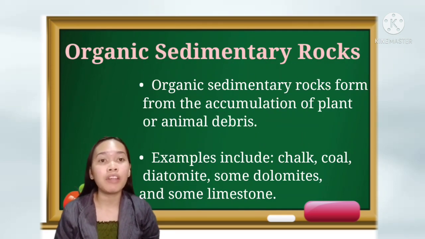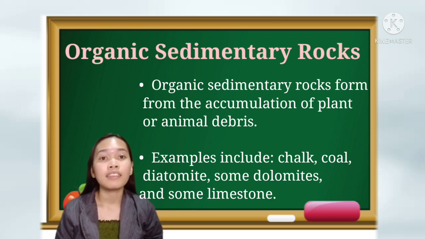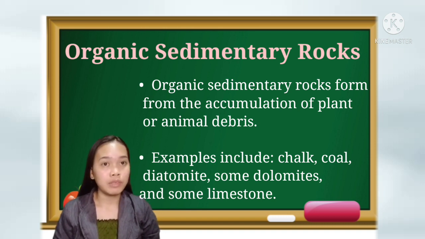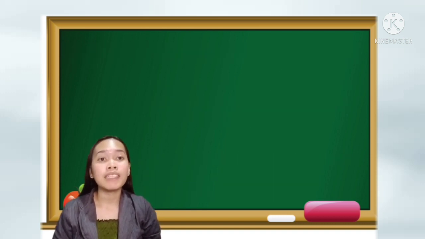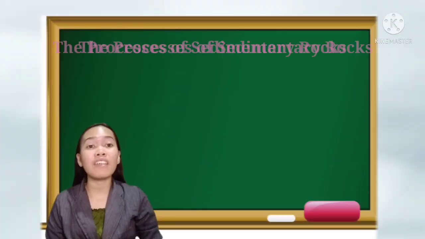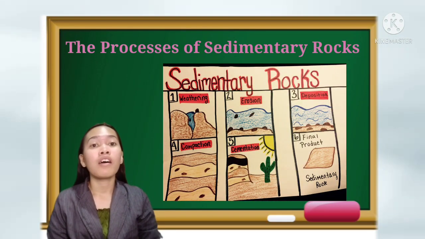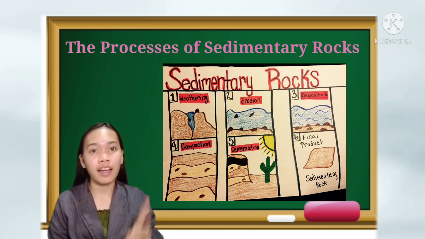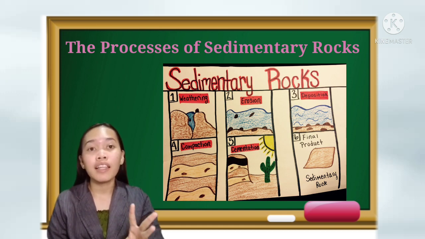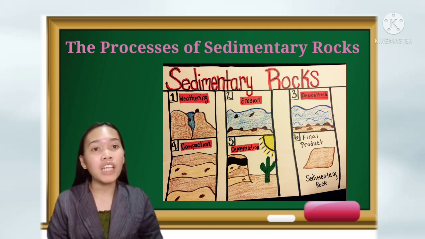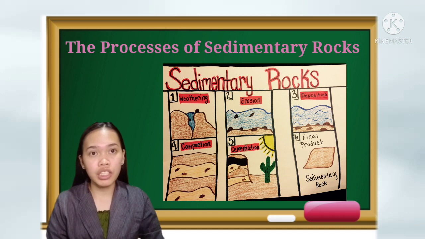Lastly is organic sedimentary rocks. It forms from the accumulation of plant or animal debris. Examples: chalk, coal, diatomite, some dolomites, and some limestone. Those are the three basic types of sedimentary rocks. Now the processes of sedimentary rocks. Let's find out how sedimentary rocks are formed. First is weathering. Second, erosion. Third, deposition. Fourth, compaction. And fifth, cementation.